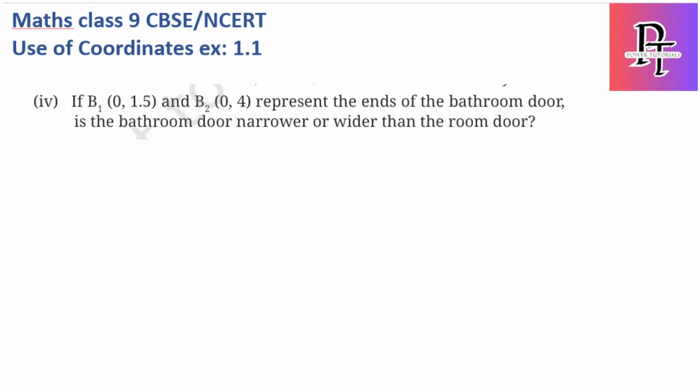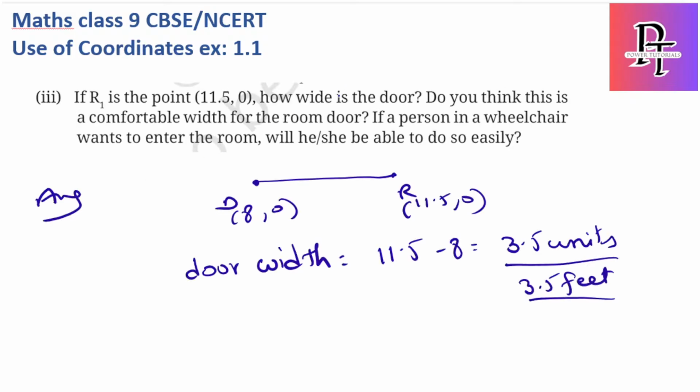Let's see the next question. Okay, wait, it is not yet done. How wide is the door? It is 3.5 feet. Do you think this is a comfortable width for a room door? If a person in a wheelchair wants to enter a room, will he or she be able to do so easily? A wheelchair is generally the size of, suppose, a normal chair. I think 3.5 feet should be sufficient.